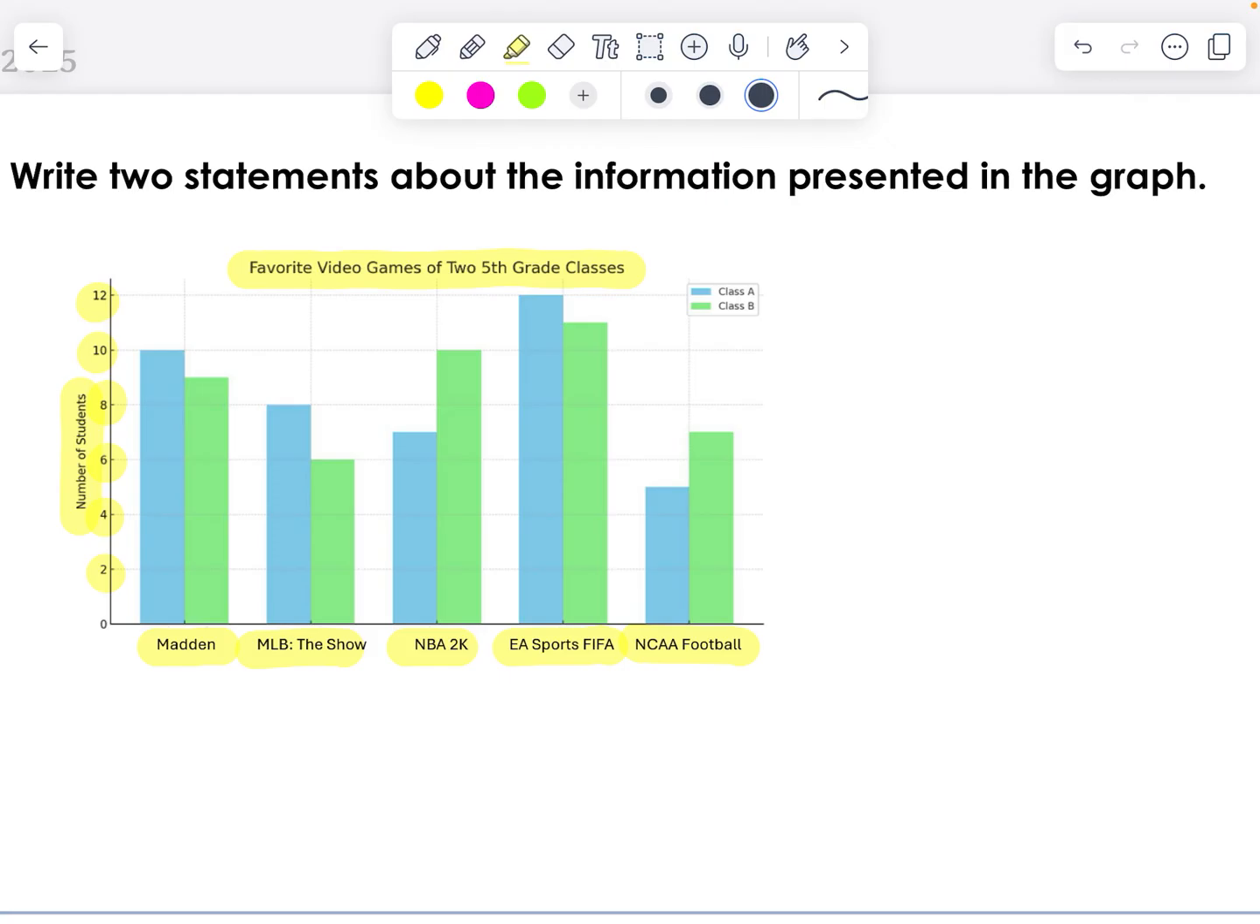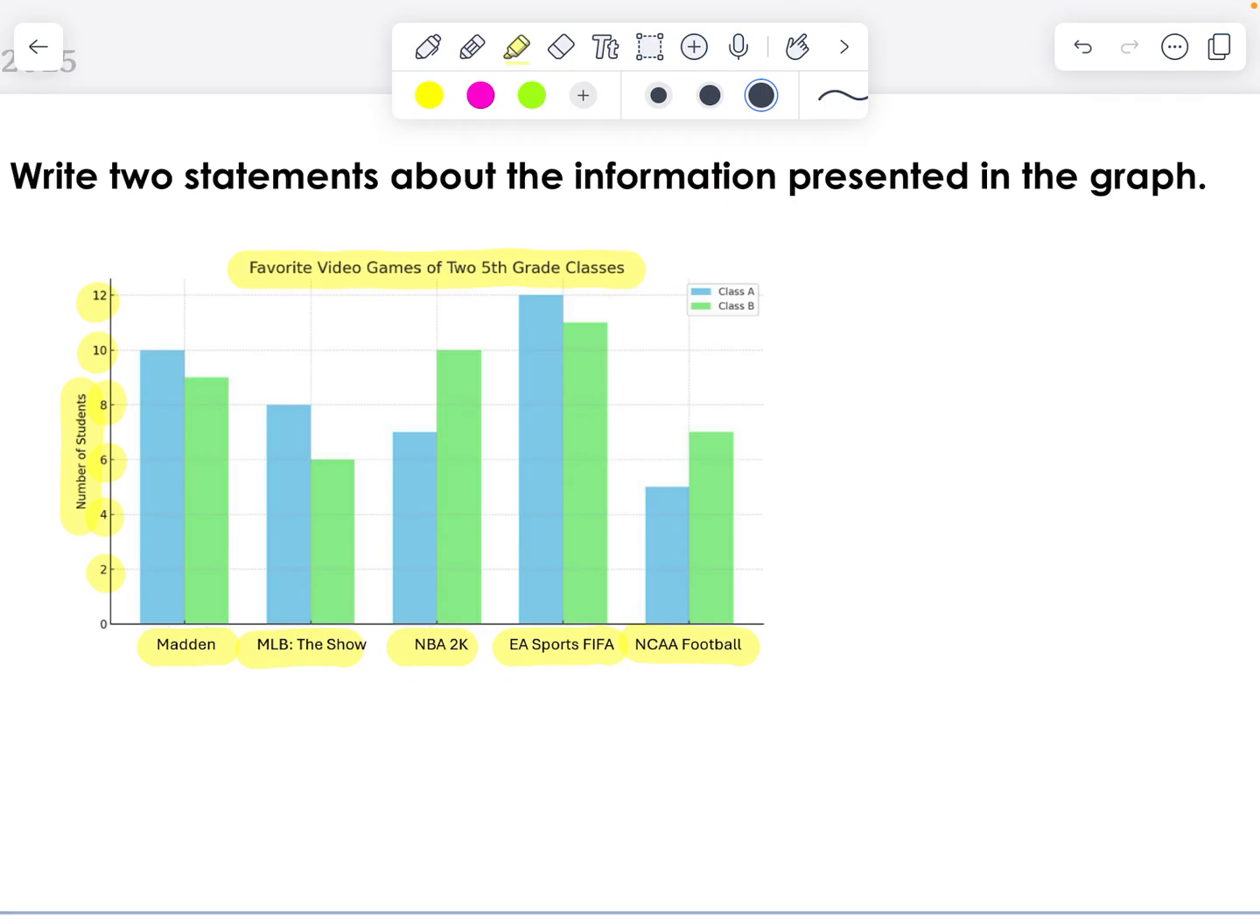For each game, I notice two bars, a blue one and a green one. The key tells me that the blue bar represents the students in Class A, and the green bar represents the students in Class B. So this bar graph is about the favorite video games of the students in the two different fifth grade classes, Class A and Class B.